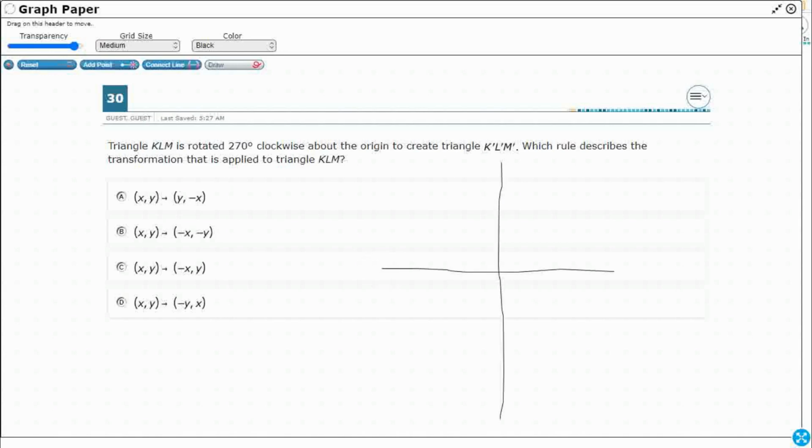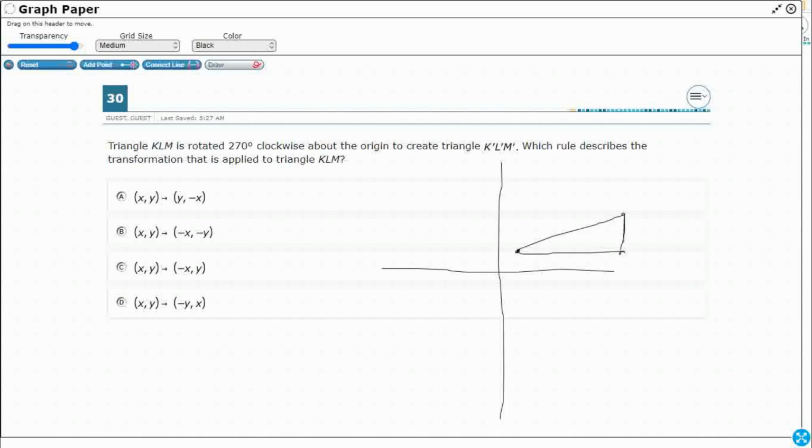I'm going to make it a really simple triangle. It doesn't tell us what type of triangle, so I'm going to make it a right triangle right here. I'm going to make it scalene. I'm going to want it pointing in this direction over here so we can see how it's going to rotate. Okay?